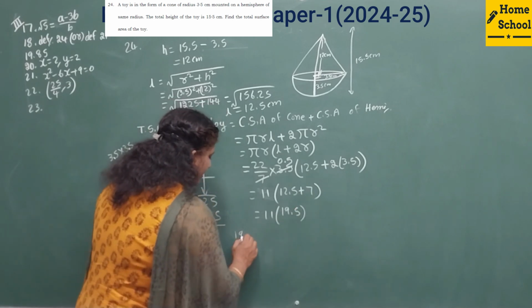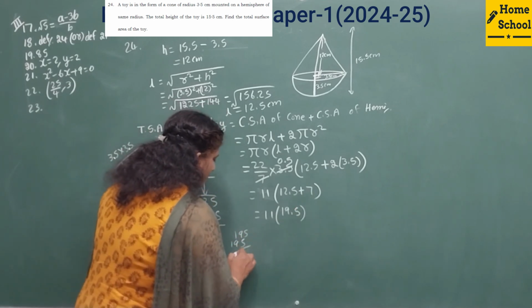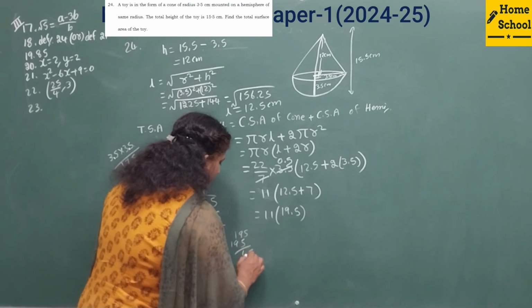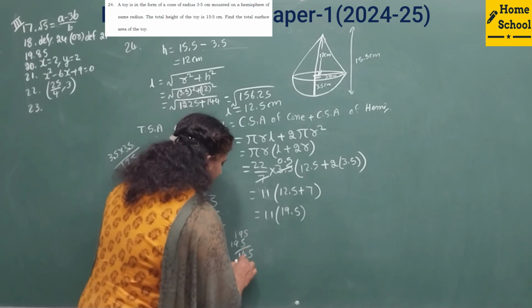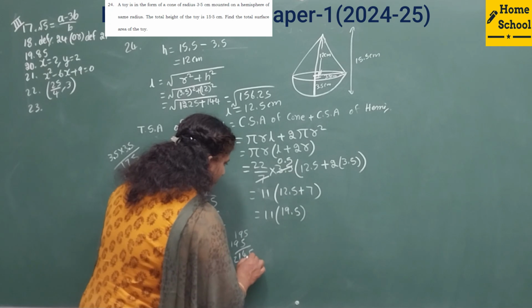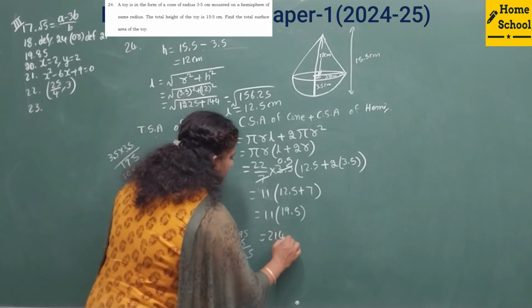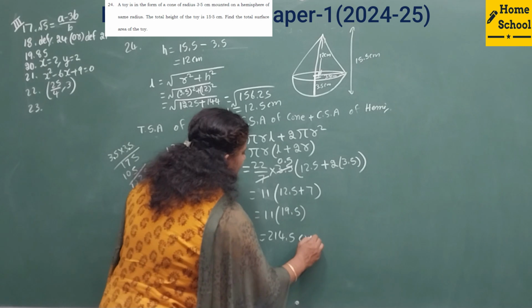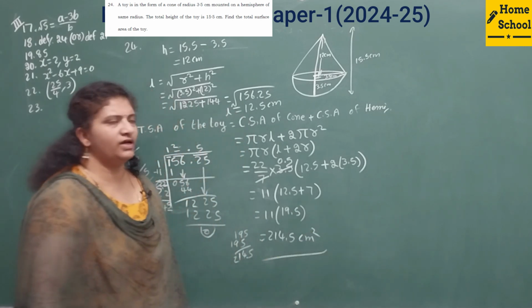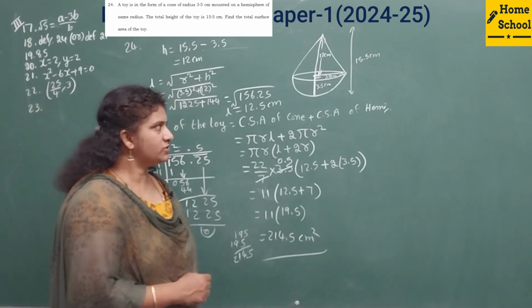19.5 into 11 it will be 214.5. 214.5 centimeter square is the total surface area of the solid.